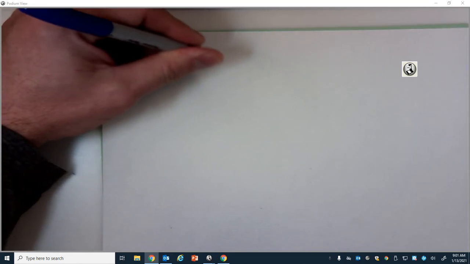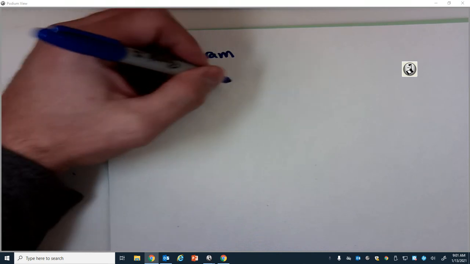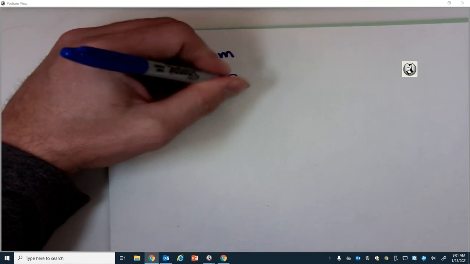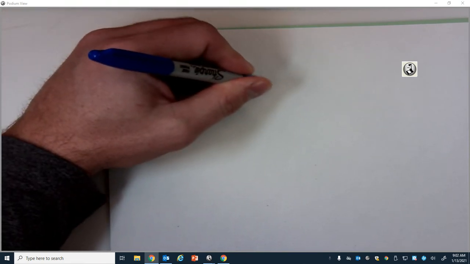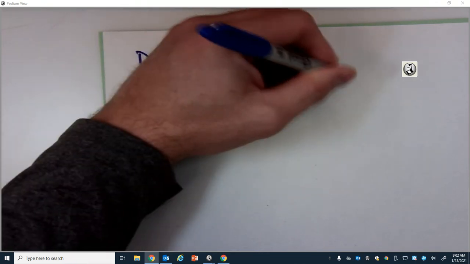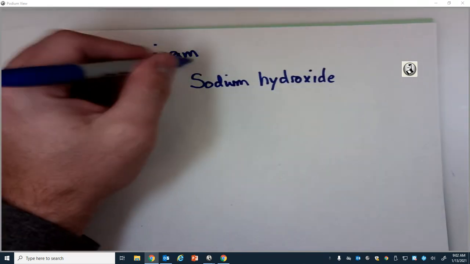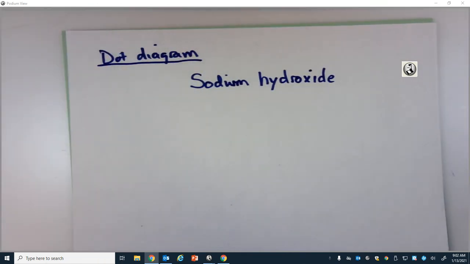Once again, we want a dot diagram for a compound. I'm going to give you the name this time: sodium hydroxide. You have to get the formula of this, so I would probably pause this, because you should be able to do this right now.